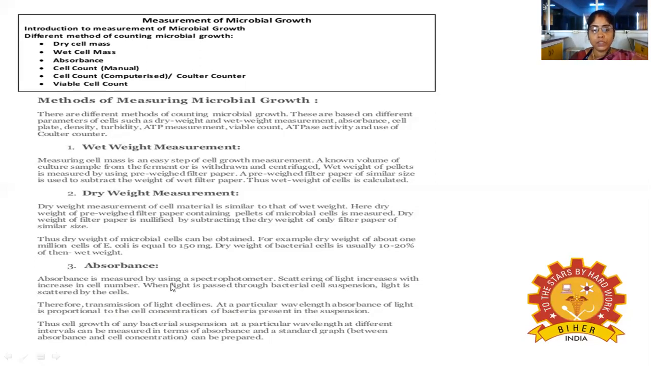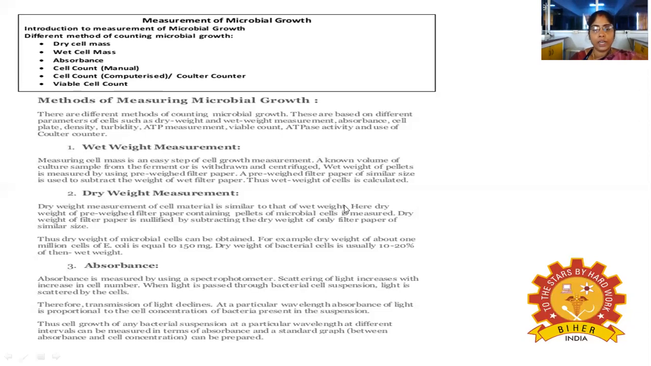This absorbance can be measured using a spectrophotometer, a UV-visible spectrophotometer, or a colorimeter, any form of absorbance measurement. So the OD value will be taken and plotted against time on the x-axis, so that it gives you the absorbance value, which means that after plotting, it will give you a curve like that. That is called the growth cycle.